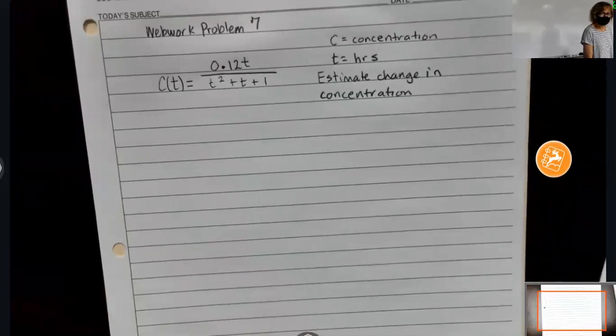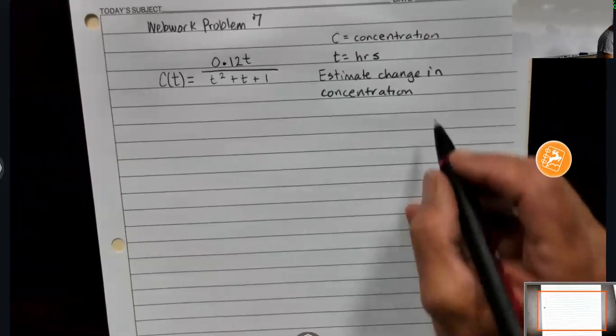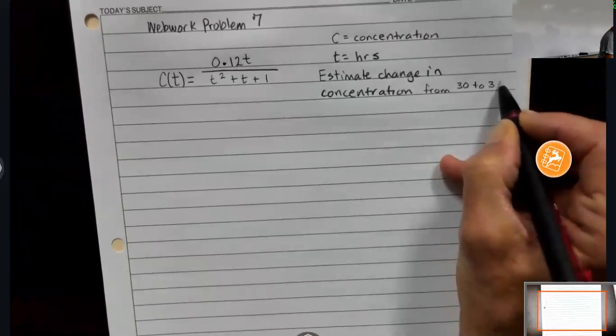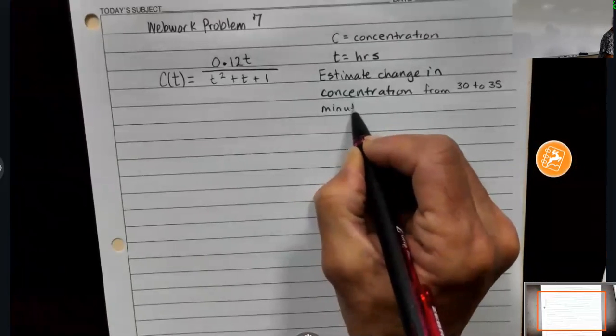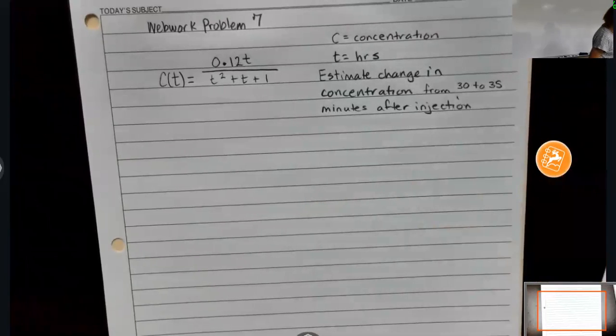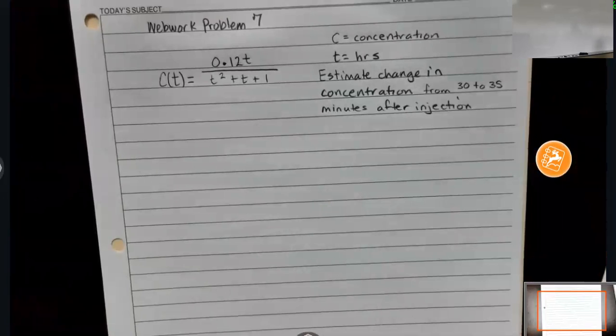Okay, so here's the formula we're given. Concentration, hours. We want to estimate the change in concentration from 30 to 35 minutes after injection. So I emphasize the minutes because t's in hours. So we've got to make our units agree. Take both of those time units and divide by the 60 minutes in an hour. And then we're estimating the change in concentration from t is 1/2 to 35 over 60 hours after injection.